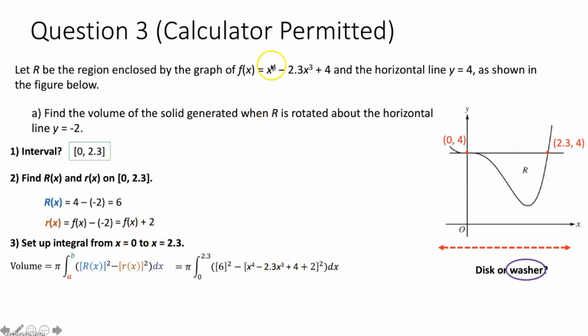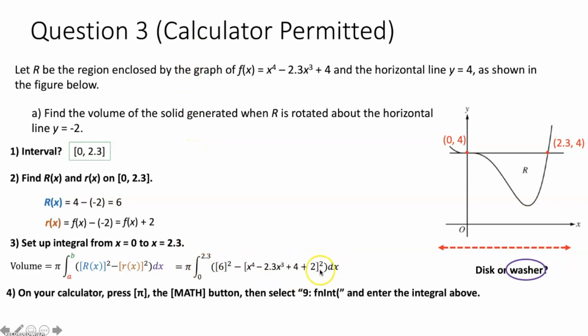Notice that I substituted in x to the fourth minus 2.3x cubed plus 4 for f of x here. I then can evaluate this definite integral using my calculator, because this question appeared on the calculator portion of the AP test. So all I have to do is plug this in your calculator like we have been doing. Remember to press math and then go down to the integral function 9, press enter, then enter all of this in. Make sure you put that pi out front, and you get that the volume of the solid generated is approximately equal to 98.868, again rounding to 3 decimal places.